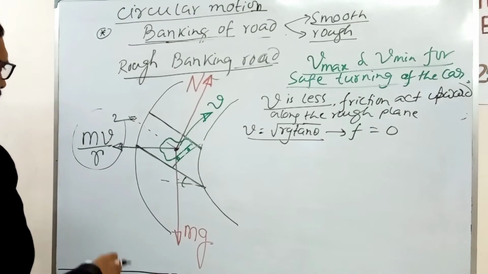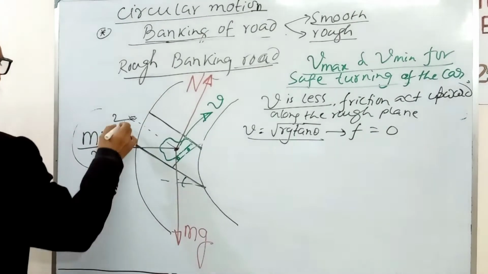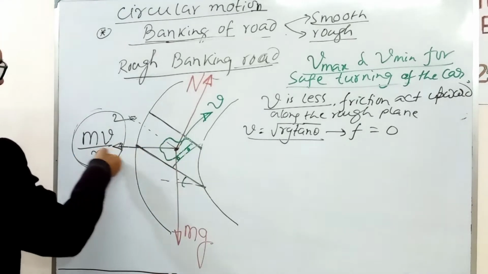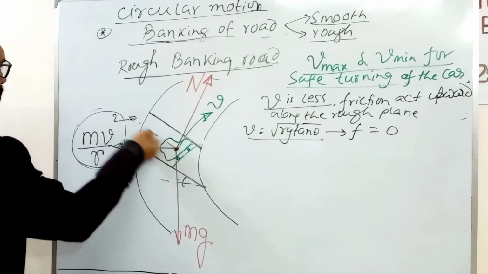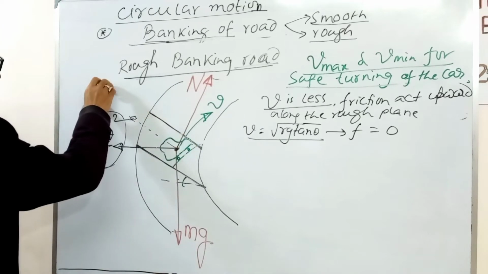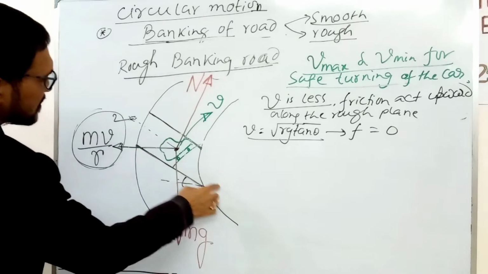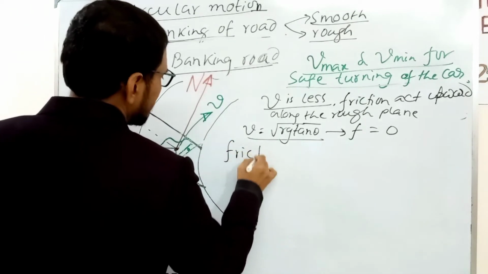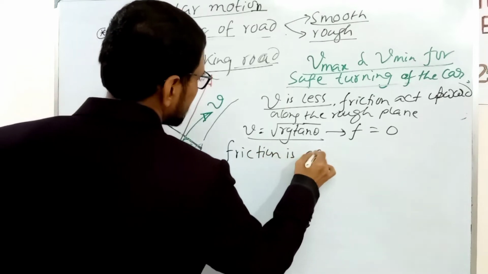Now, if the velocity is maximum, then this force acts in this direction. So due to this force, a component of this force acts in this direction, and the car tends to move upward. So friction now will be an adjusting force. Friction is an adjusting force.